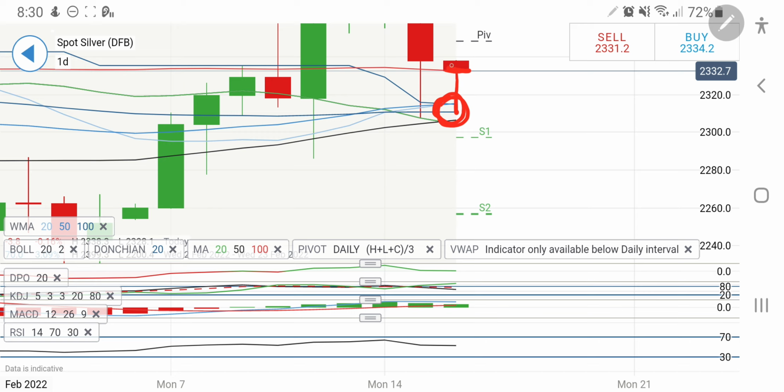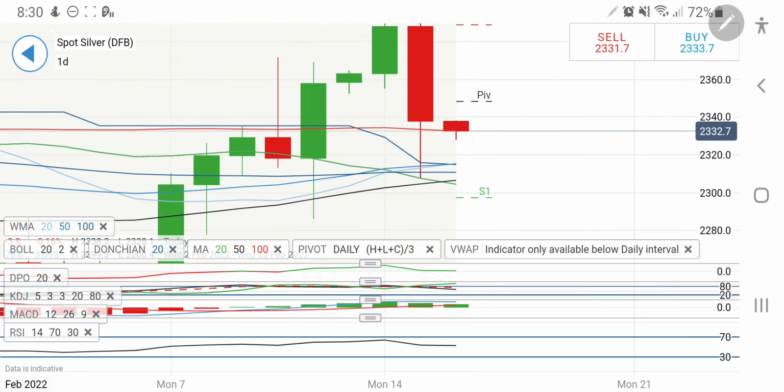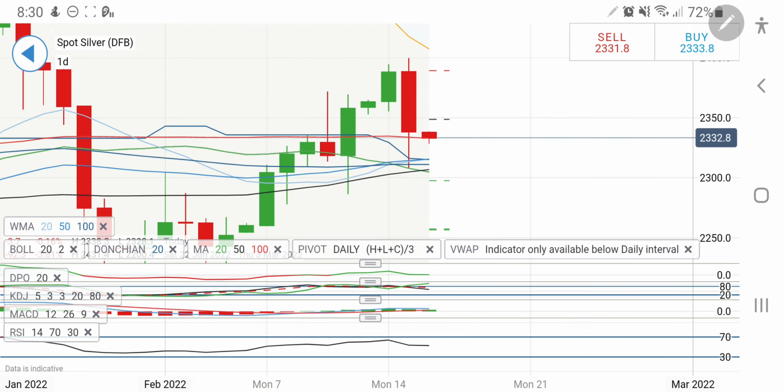So probably if it tries to drop, it is going to get a little support at around 2290, 2295 levels. So let's have a look at this on the daily charts. Also remember, it has seen a higher high, and now the pivot is at around 2360 levels. This level at 2360 and 2350 is going to be important for silver again today.